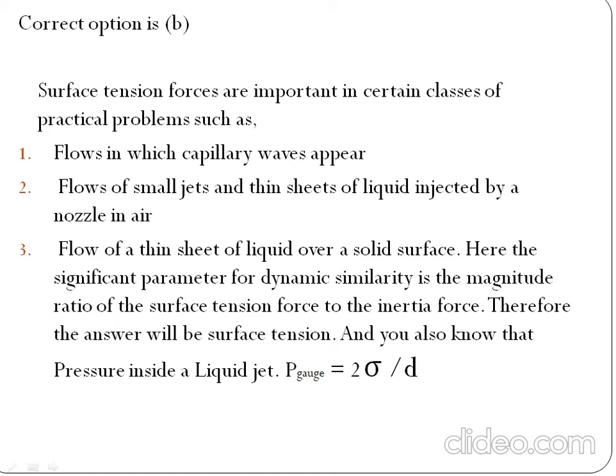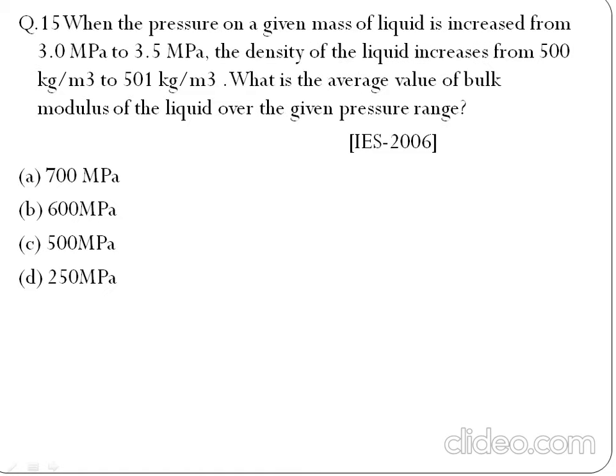Question 15. When the pressure on a given mass of liquid is increased from 3 megapascal to 3.5 megapascal, the density of the liquid increases from 500 kg per meter cube to 501 kg per meter cube. What is the average value of the bulk modulus of the liquid over the given pressure range? Option A 700 megapascal, option B 600 megapascal, option C 500 megapascal, option D 250 megapascal.